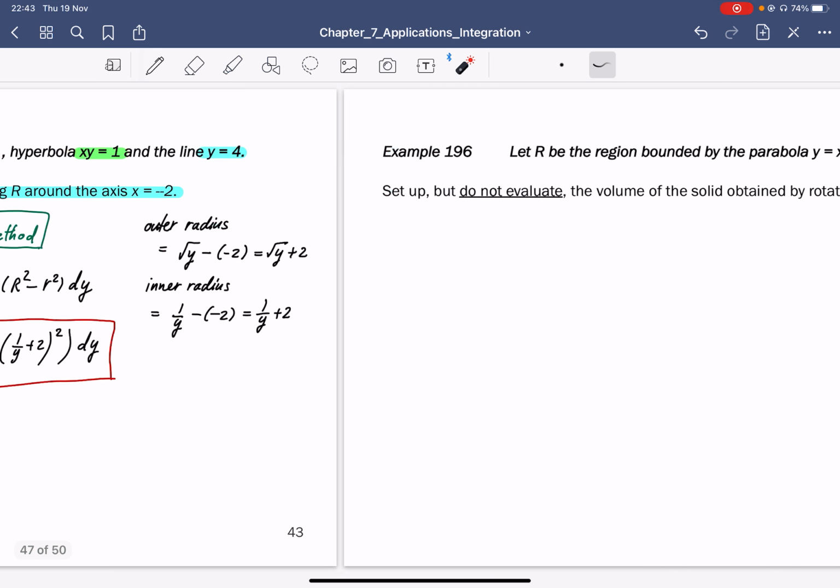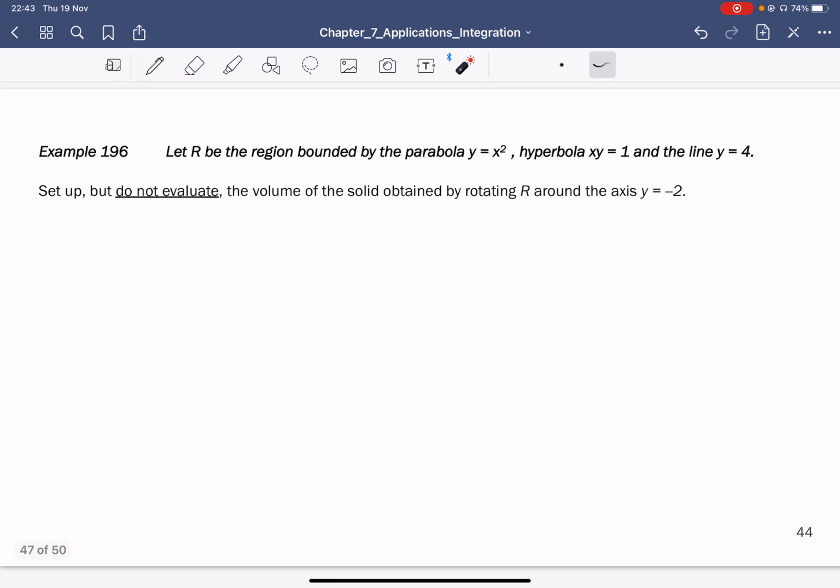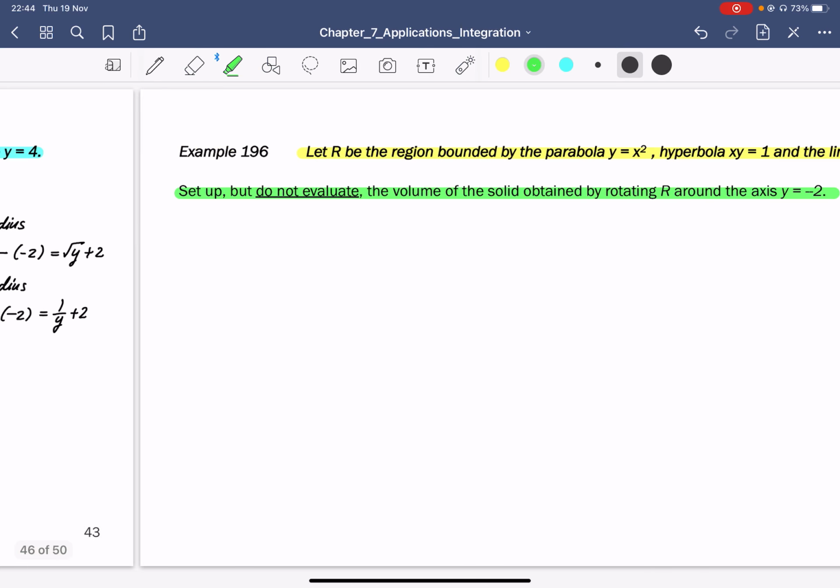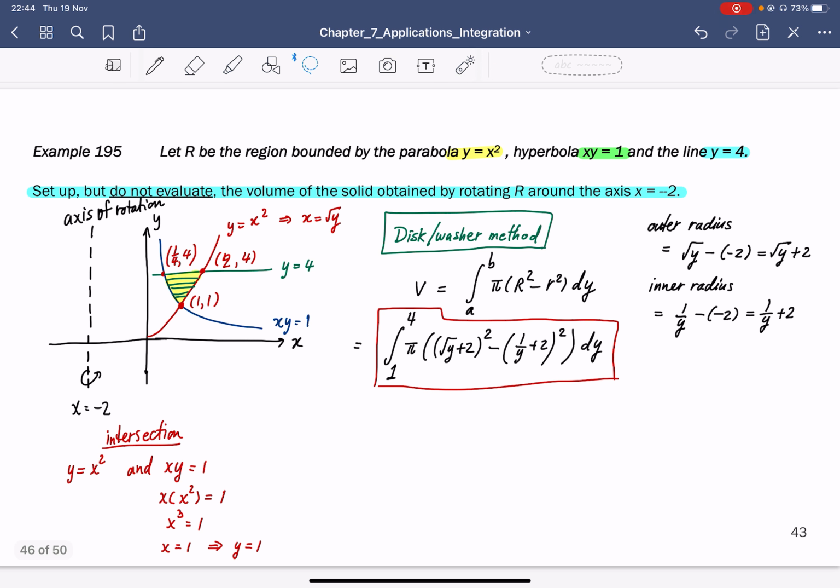Example 196. So this is going to be the same picture, right? Because the question says we want R to be the region bounded by parabola y equal to x squared, hyperbola xy equal to 1, and line y equal to 4. So the same picture. However, the difference is we are going to set up the integral to find the volume, but now we are going to rotate it around the axis y equal to -2. So we're going to copy the picture from the previous question.